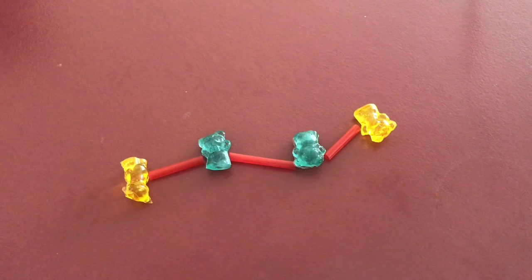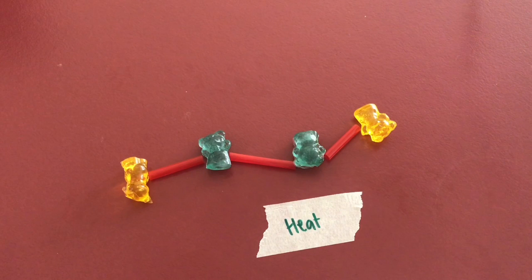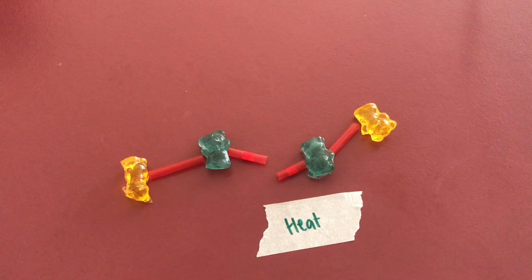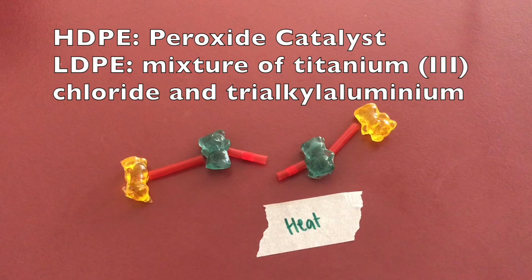Initiation, the first step, sees that when the organic peroxide is heated, with high-density polyethylene being heated at 200 degrees Celsius, low-density polyethylene heated at 100 to 170 degrees Celsius, and polytetrafluoroethylene heated at 700 degrees Celsius, it breaks apart into 2 radicals. A catalyst in the reaction helps to speed up the process, with low-density polyethylene having a peroxide catalyst and high-density polyethylene having a catalyst made from a mixture of titanium chloride and trialkyl aluminium.